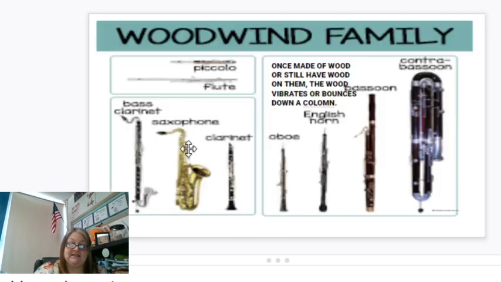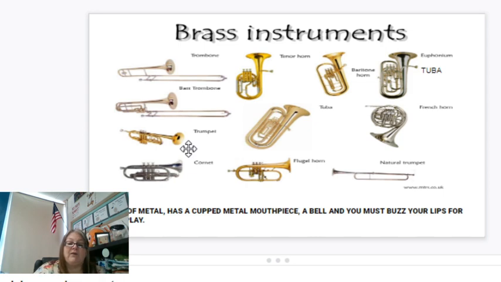Instrument families. The woodwind family, they were once made out of wood or still have wood on them. The wood vibrates or bounces down a column. I don't think it's an and, I think it's an or. Brass family. They are all made out of metal. They have a cupped metal mouthpiece, a bell, and you must buzz your lips to get them to play. If you don't do that, that instrument's not going to work.